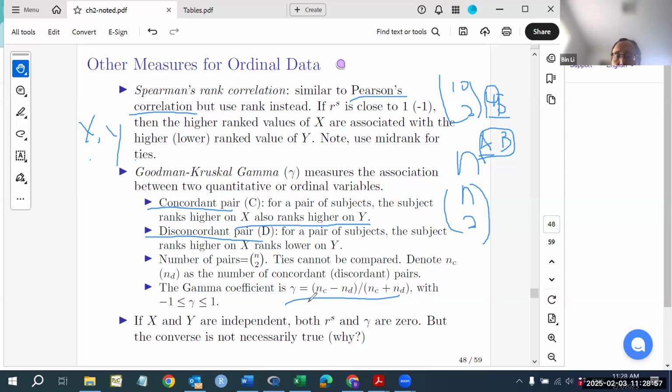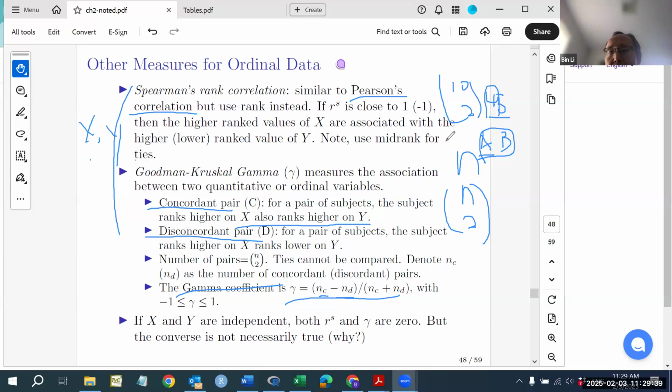Okay, so now we have NC, the number of concordant pairs, and ND, the number of discordant pairs. So NC minus ND divided by NC plus ND, that's the gamma coefficient. If the gamma is close to 0, that means they're independent. If it's close to 1, positively associated. If -1, negatively associated. And by the way, for these two measures, we have to have a paired data structure.